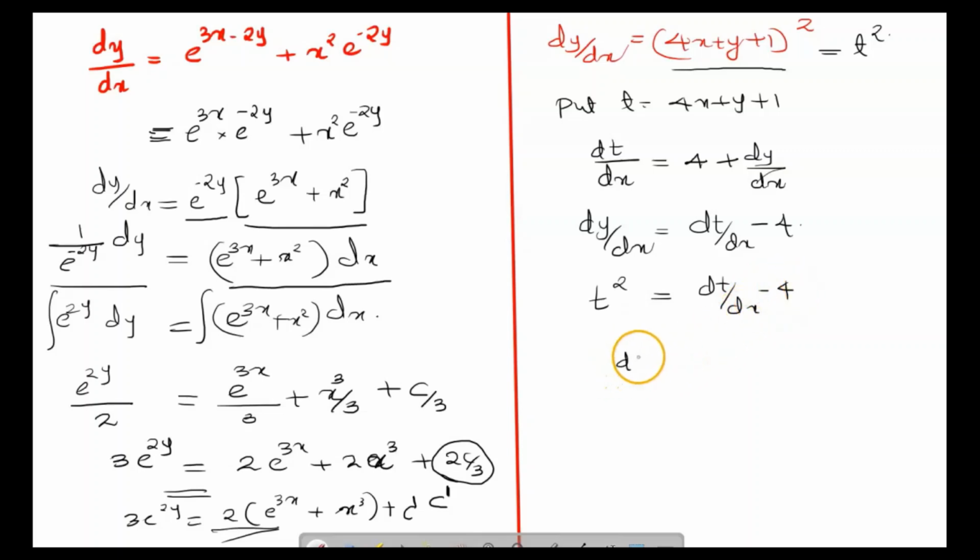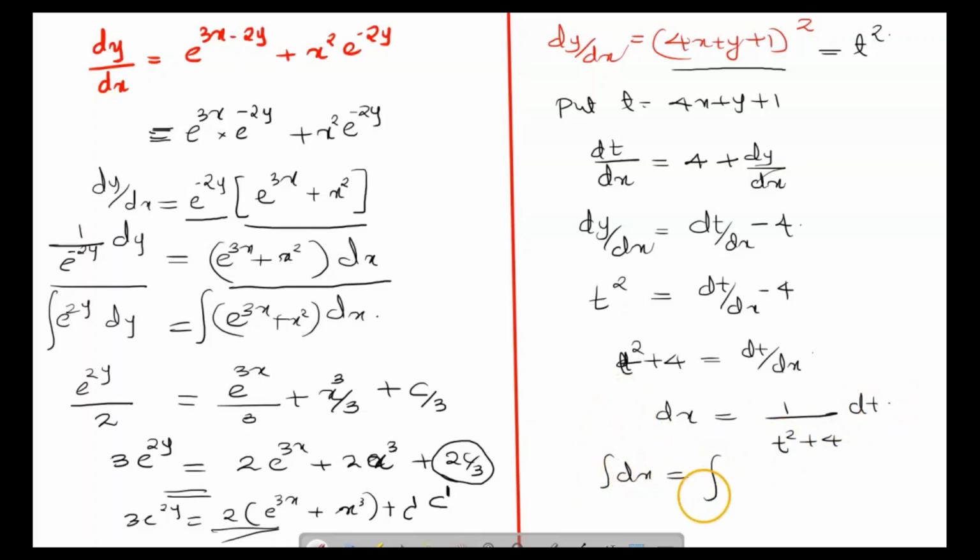That is t square plus 4 is equal to dt by dx. Now t square plus 4 and dt are variables in t. So separate the variables. Let's take dx this side. dx is equal to 1 by t square plus 4 dt. And now integrate. Integral dx is equal to integral 1 by t square plus 4 dt.